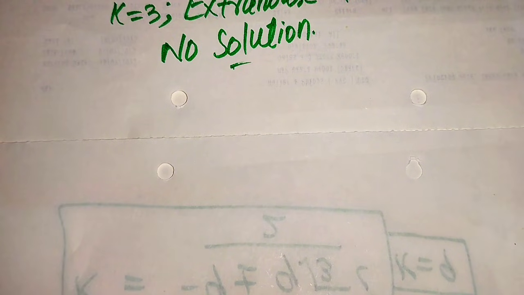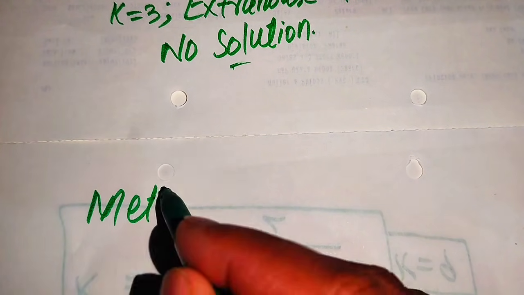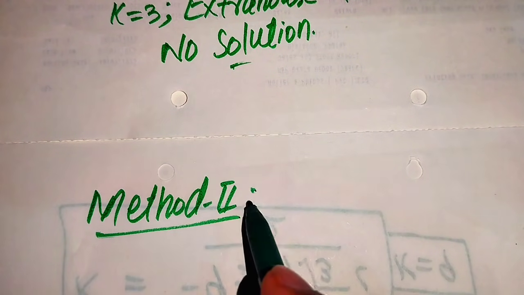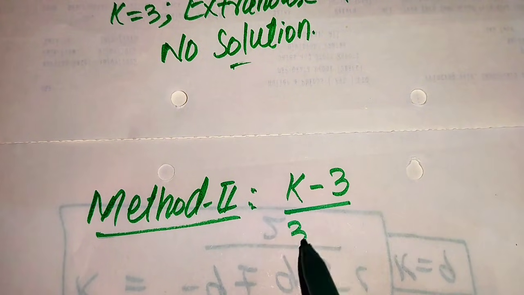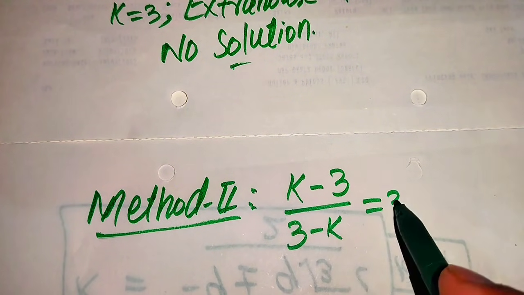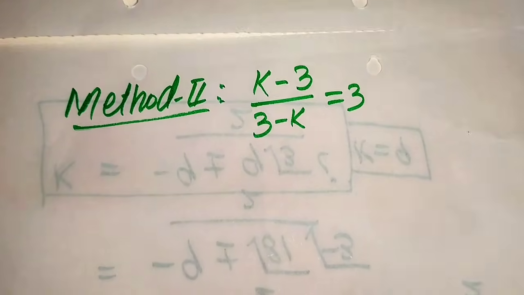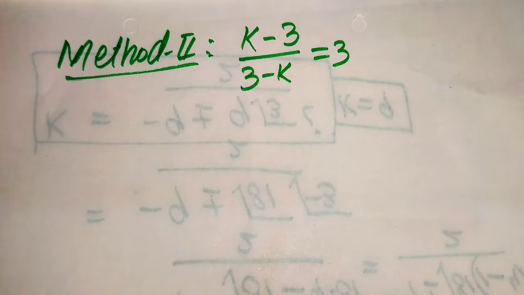And now here we again solve this problem by the second method. So in the second method we need to copy down the given question statement here, and the given question statement is (k minus 3) divided by (3 minus k) is equal to 3. So this is our given question statement, and here our second method is the very quickest method. So here we just quickly find the roots of this equation.